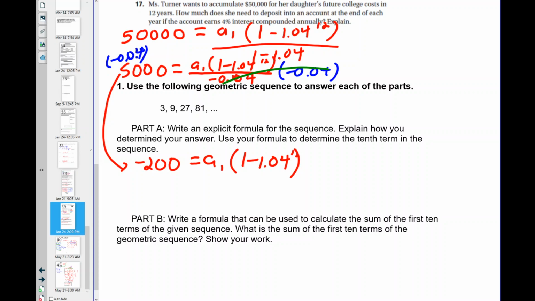Son of a gun, you're right. I miswrote it. She wanted 50,000. So that should just add a 0 there, then. So it's negative 2,000. Thanks, Hannah. Jenny, do you agree? Can we continue? So what's the last step to get this first amount by itself, besides putting the book away?